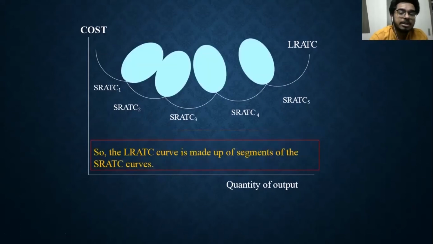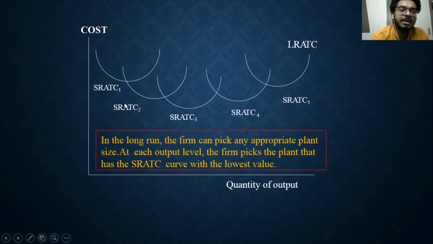And we ignore these parts, because these are inefficient ones. No one will produce here. They will rather produce here, isn't it?